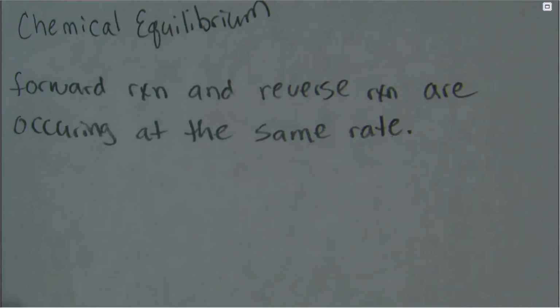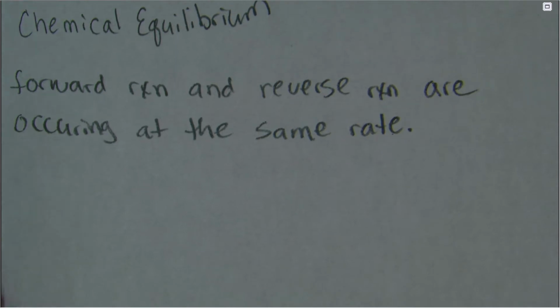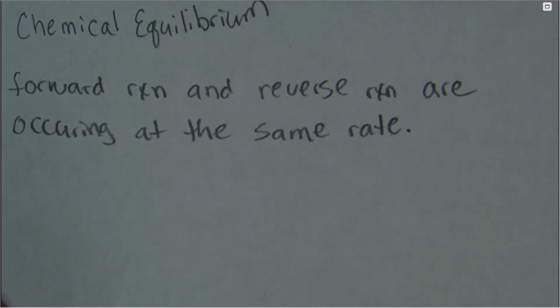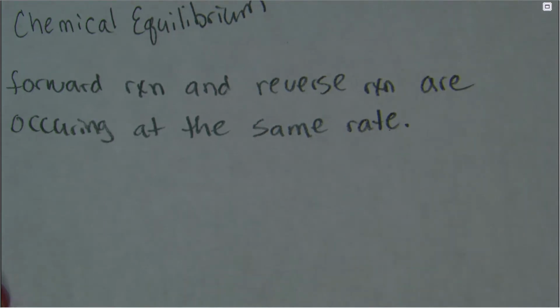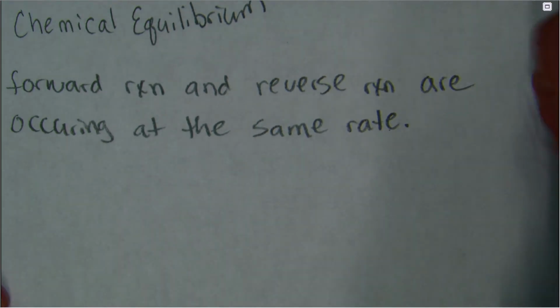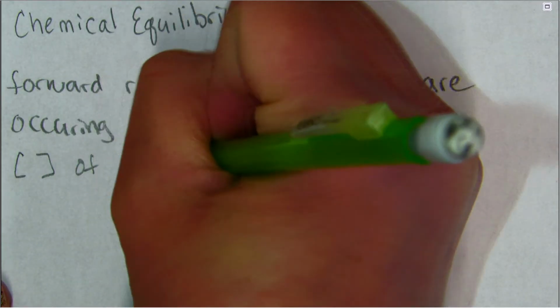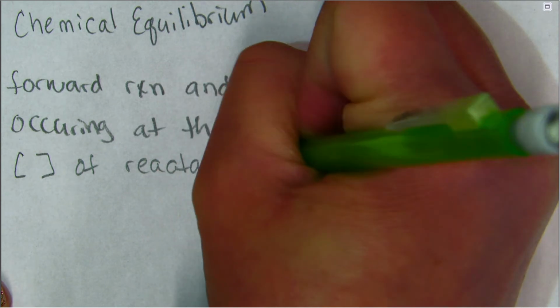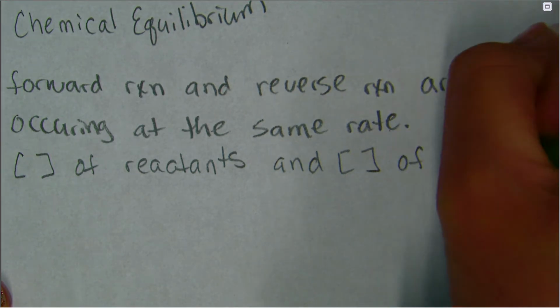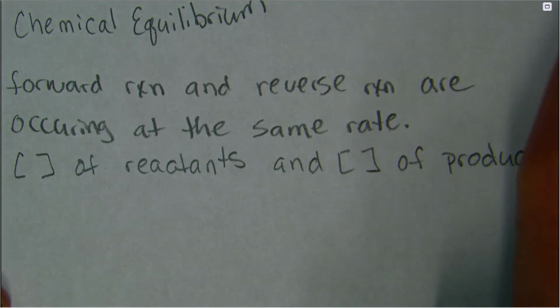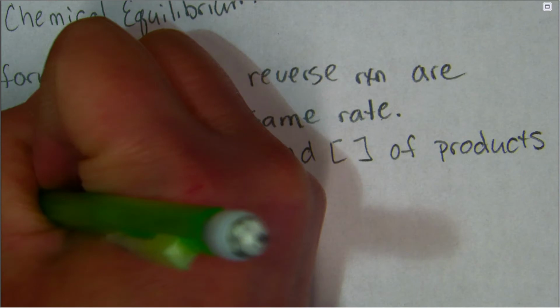Just because the forward and the reverse are occurring at the same rate does not mean concentrations are the same. It is the rate. The speed at which products are made equals the speed at which reactants are made. The concentration of the reactants and the concentration of products are not necessarily the same.